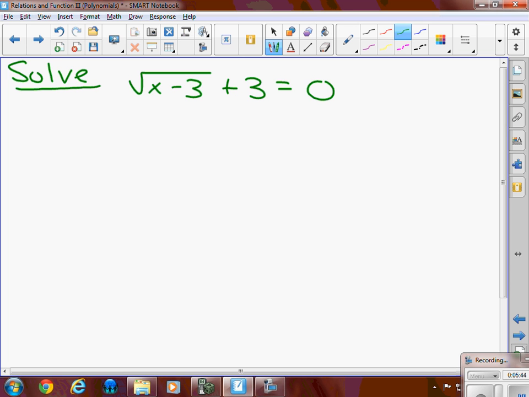Here we go. We're going to solve this guy. Huge change. Wow, this is a big difference here. The root of x minus 3 plus 3 equals 0.